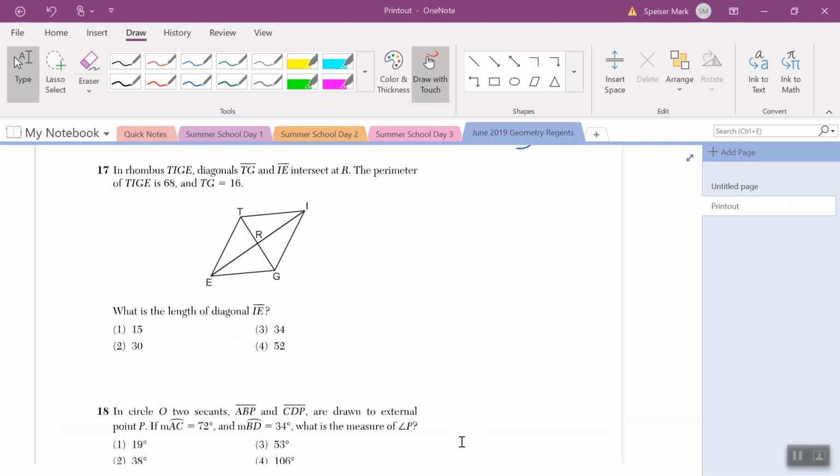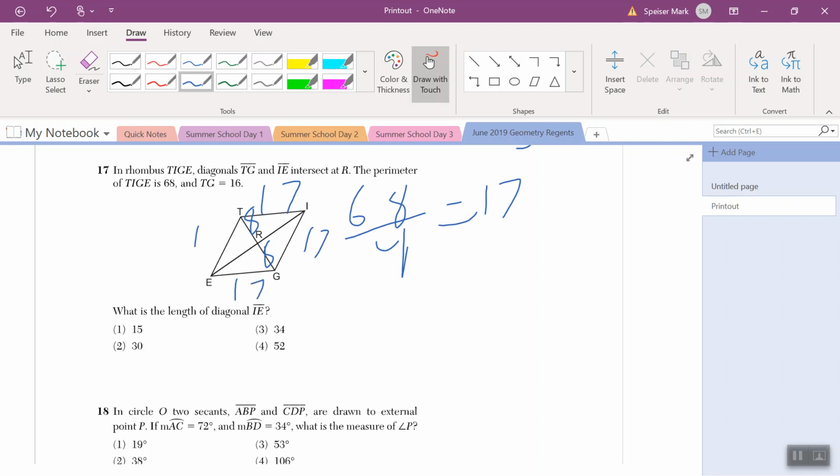In rhombus TIGE, diagonals TG and IE intersect at R. The perimeter of TIGE is 68 and TG is 16. What is the length of diagonal IE? Well, in a rhombus, if TG is 16, each half of that is 8. And the perimeter is 68. You do 68 divided by 4, which means each side length is 17. So 17, 17, 17.